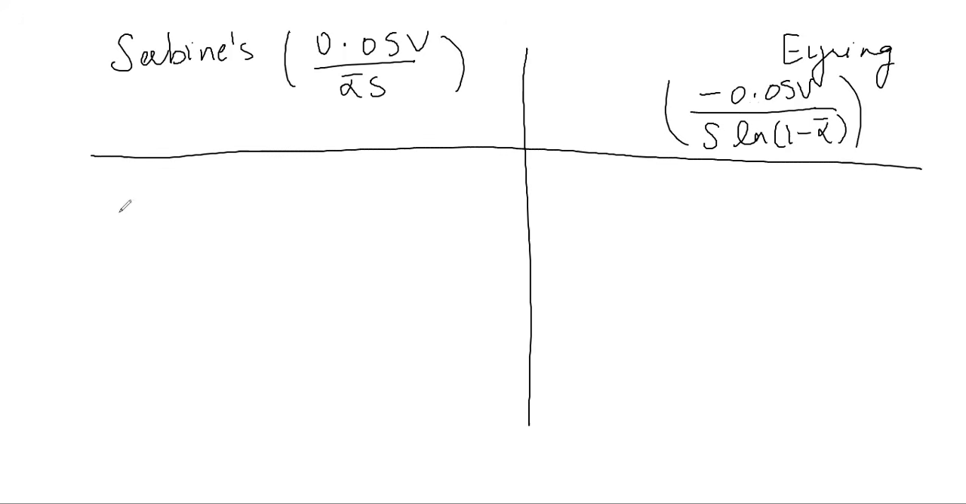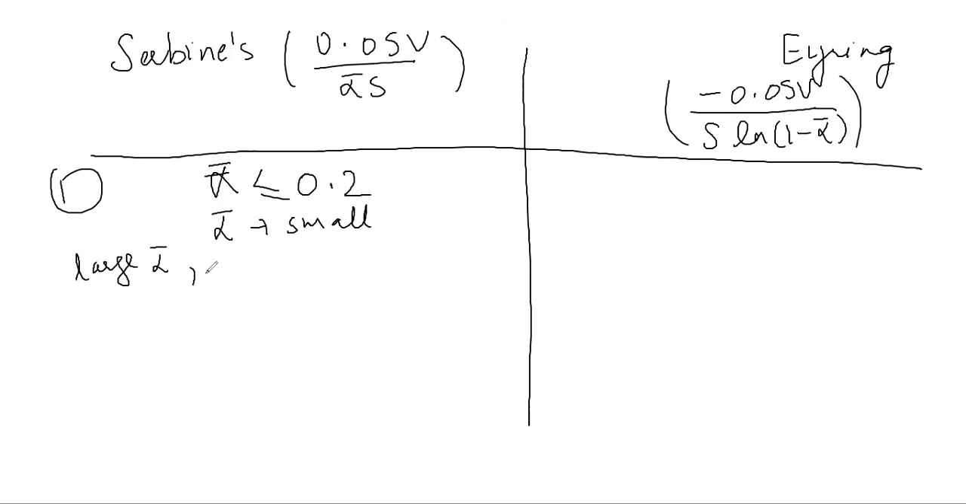We said that if you compare both of them, with Sabine formula your reverberation time is going to be good only if you take your alpha to be less than or equal to 0.2. Or rather when your alpha bar is small. For large alpha bar, it's going to overpredict your reverberation time T. That's what we saw in the previous slide, right? Eyring formula is applicable for all values of alpha.